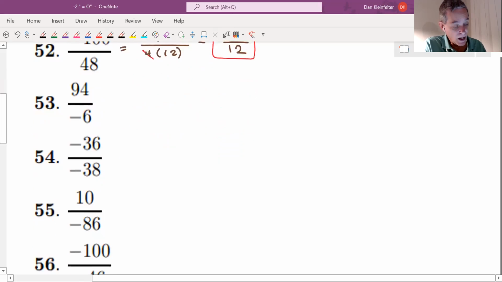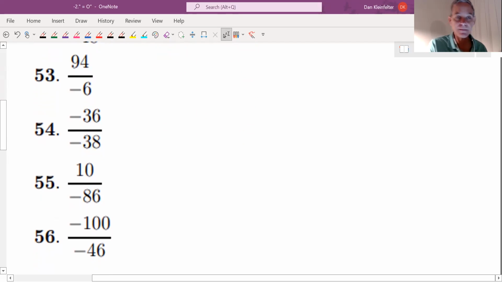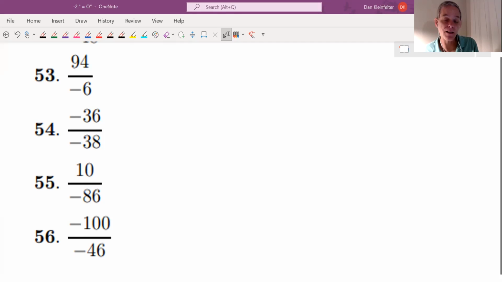Okay, all right, here's our last 4, and then we're all done. So once again, let's try these and then go through them together.